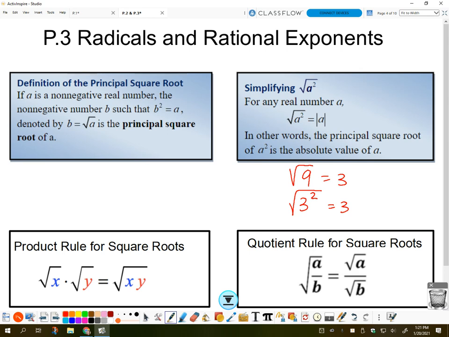So we have the product rule that says that if we have two square roots being multiplied, you just multiply and take the square root of the product of those. And the same thing works with the quotient rule. We can just divide them or we can separate them. So both of these properties work both ways. Sometimes we need to separate and sometimes we need to combine to be able to simplify.